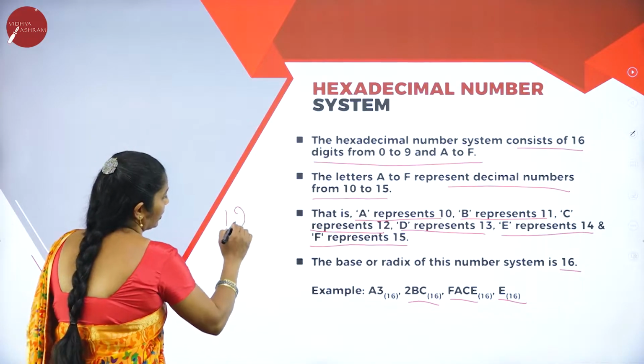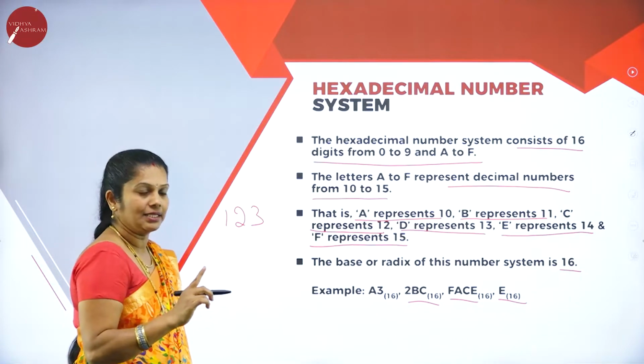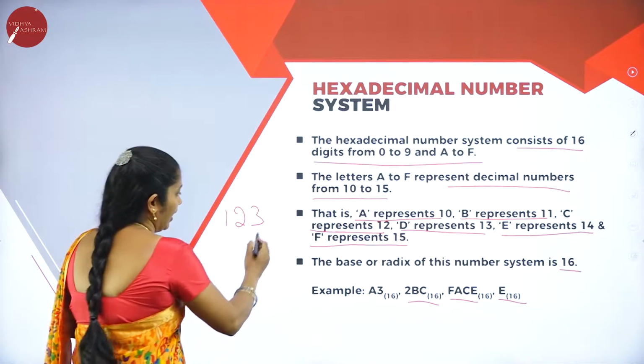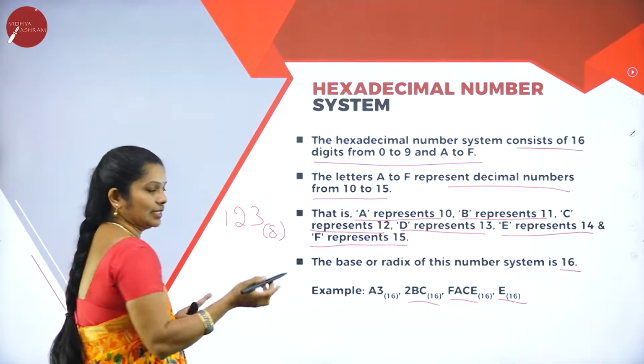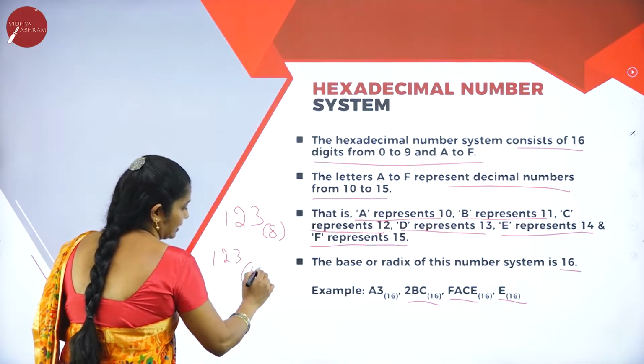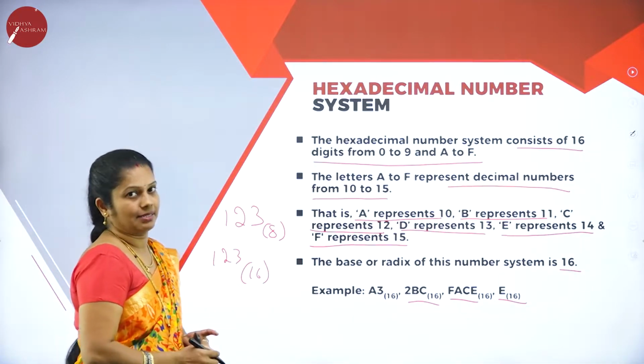For example, if I write only 123, then it is a decimal number because in the base we have not written any value. In the base, if I write 8, that is an octal number. If in the base I write 16, that is a hexadecimal number.